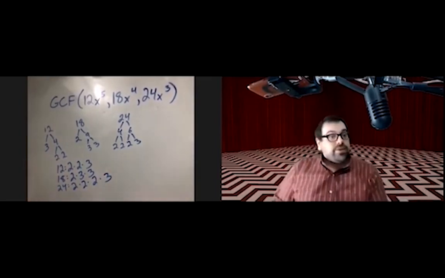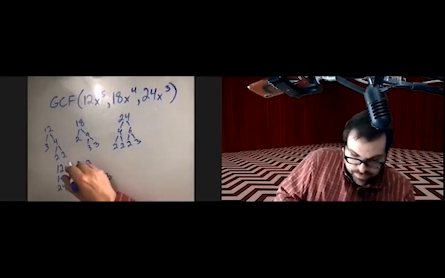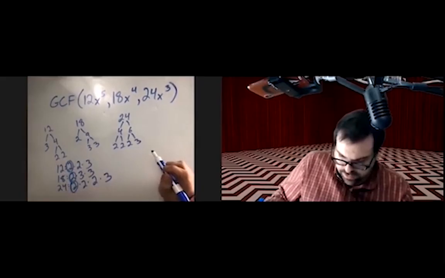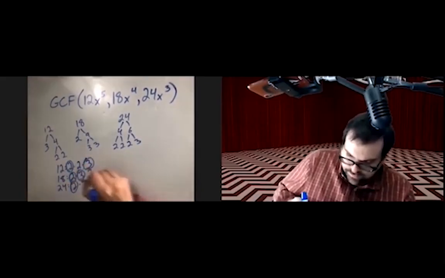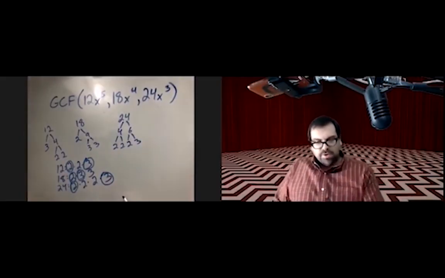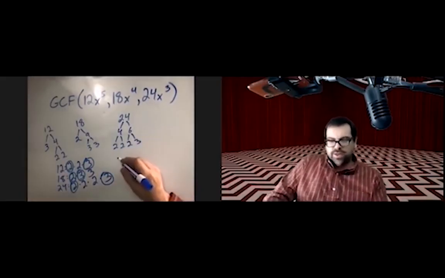What's in common to everything? Well, we got some 2s. Looks like we got 3s. Nothing else in common to all three things, just a 2 and a 3.